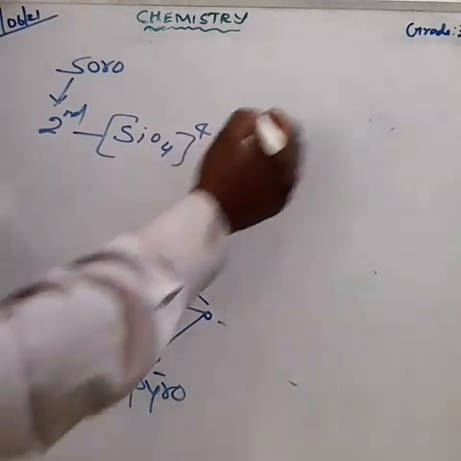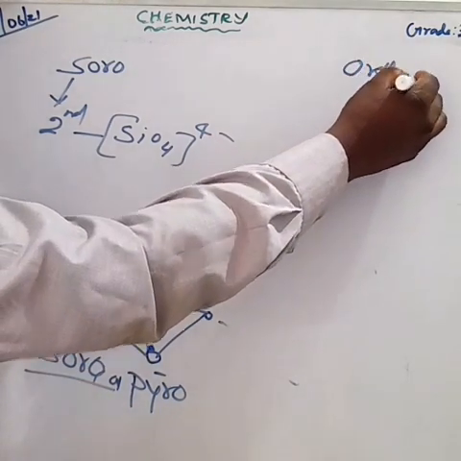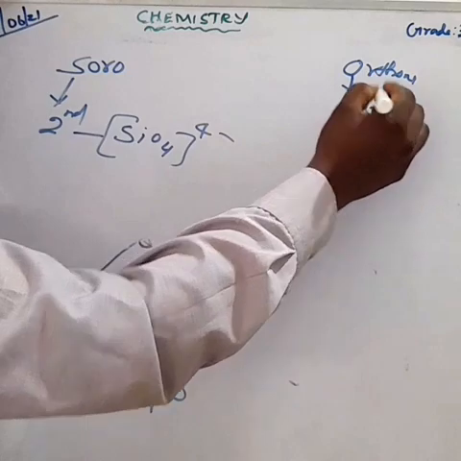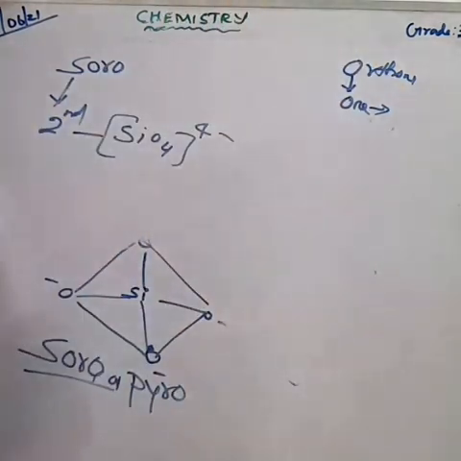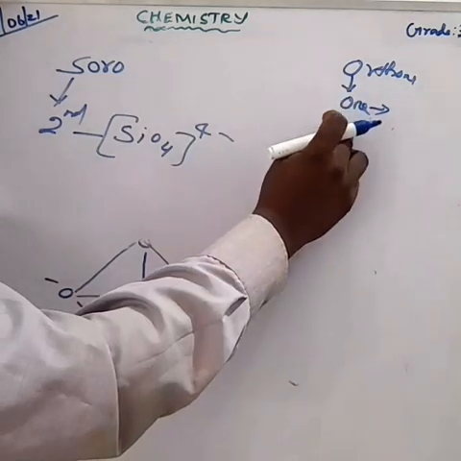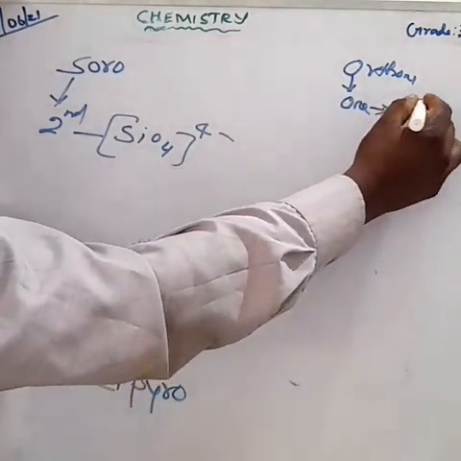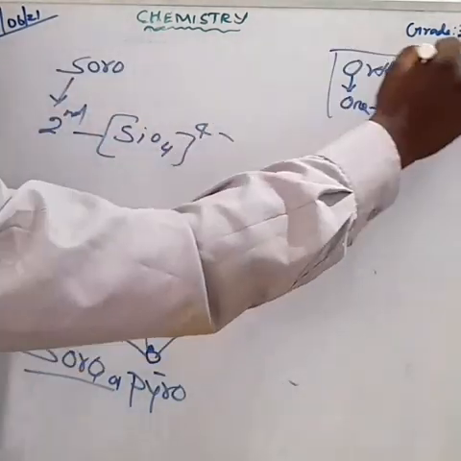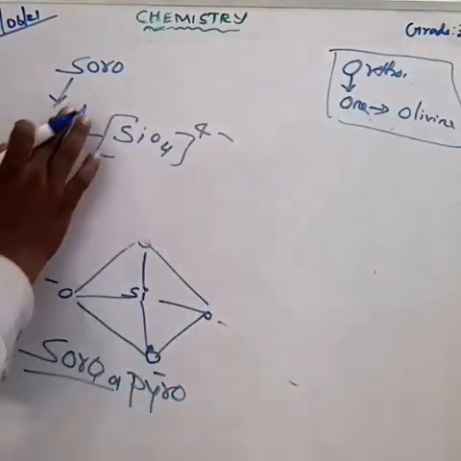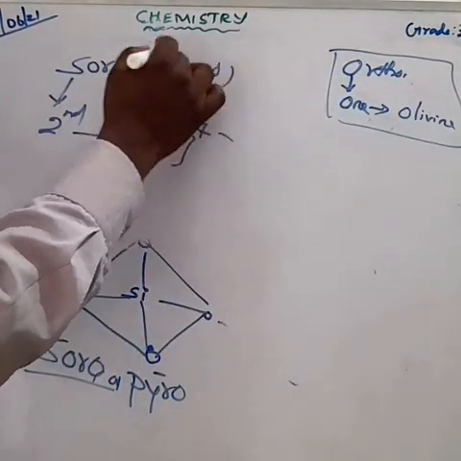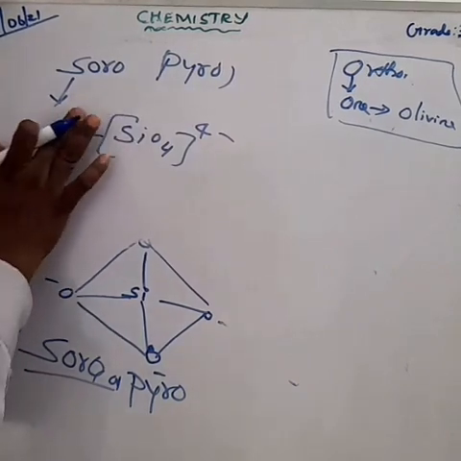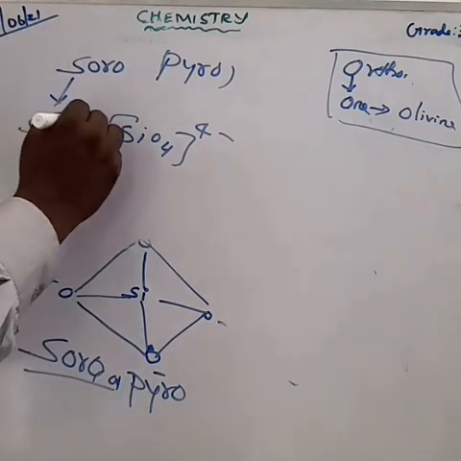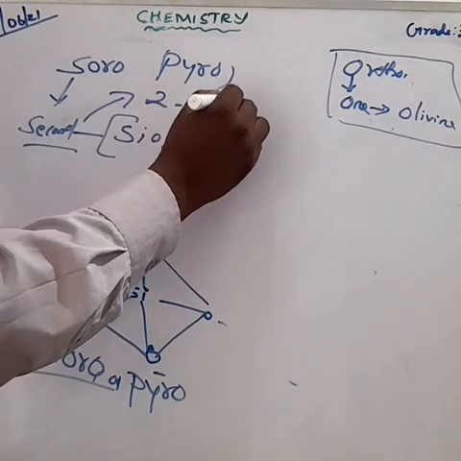What about the orthosilicate? O refers to 1. Don't forget that. O refers to 1, and 1 means it contains one SiO4 4 minus unit. Here O refers to one. What is the example? Olivine. Don't forget that, I will ask the question. Next, about the sorosilicate, otherwise we can say pyrosilicate. S refers to second. Second means it contains 2 SiO4 4 minus units.